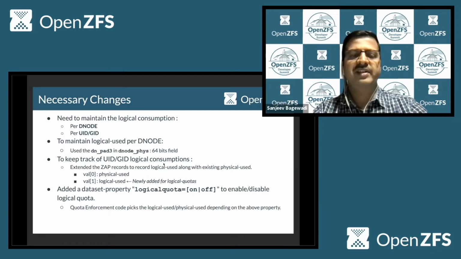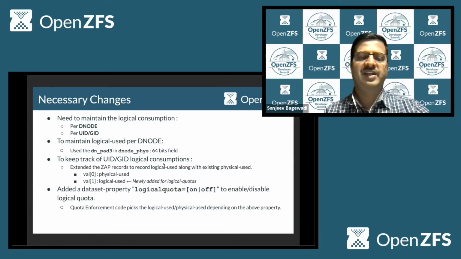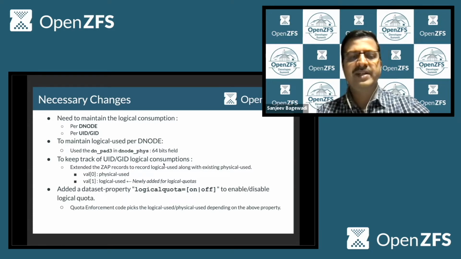The other option that we were looking at is probably use a different D node to keep track of the logical consumptions, but decided to go with the existing one, which is simpler and fairly less amount of change. So what we did in addition to these two things is added a dataset property, which is just a binary switch, flip on or flip off, so called logical quota.